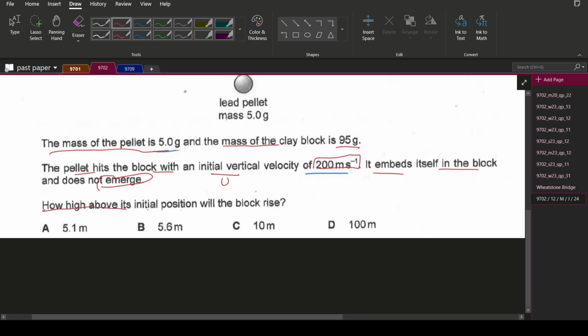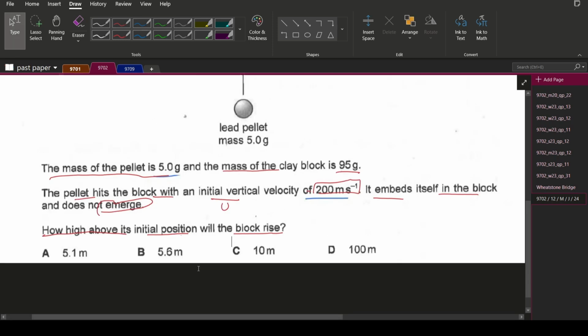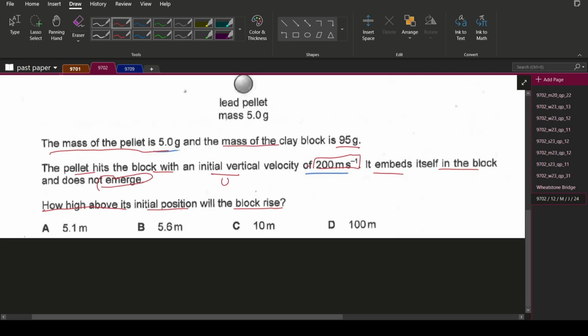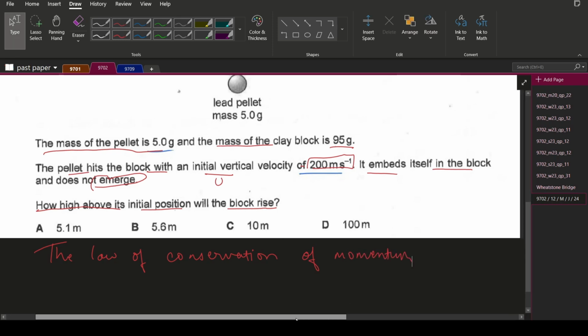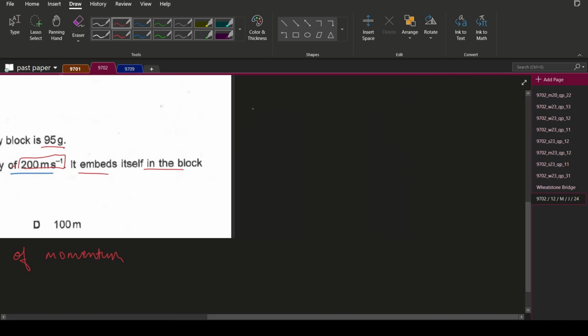So then let's see what we have. How high above its initial position will the block rise? There are many different ways to do this question. We'll see the kinematics way first, using one of the most important laws of physics, the law of conservation of momentum. So first, let's see the initial momentum of the whole system. Initial momentum is going to be m1 u1 plus m2 u2.